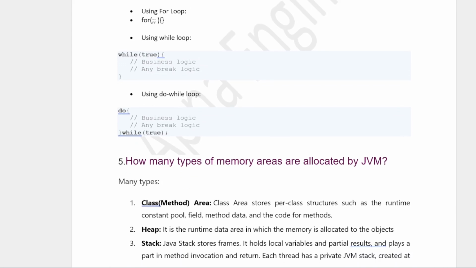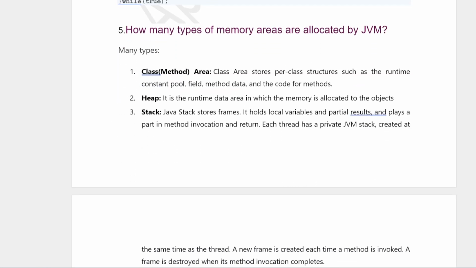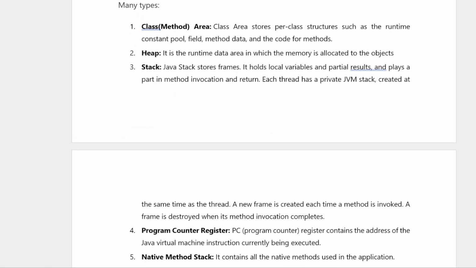So the next question is, how many types of memory areas are allocated by JVM? There are actually five memory types. The first is the method area. Next are the heap, stack, native method stack, and PC. PC means program counter register.